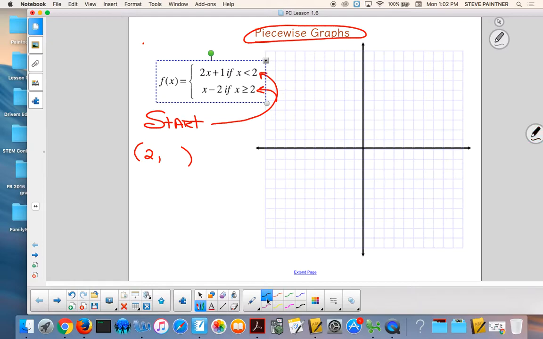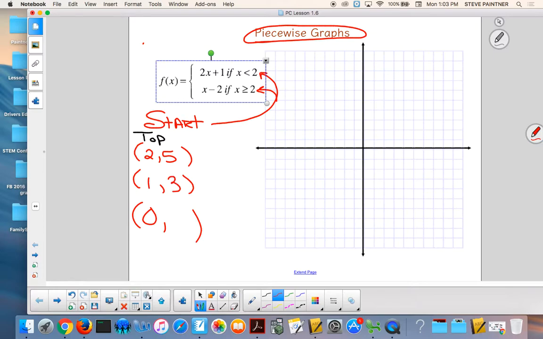Oh, I forgot to write this for you. I'm going to do the top function first. If you start at 2, guys, tell me when you put 2 in, what's 2 times 2 plus 1? 5. Get yourself a couple more points. What's the next x value you can plug in? Something less than 2, like 1. Something less than 2, like 0. So go ahead and plug them in. You plug in 1. 2 times 1 is 2, plus 1 is 3.